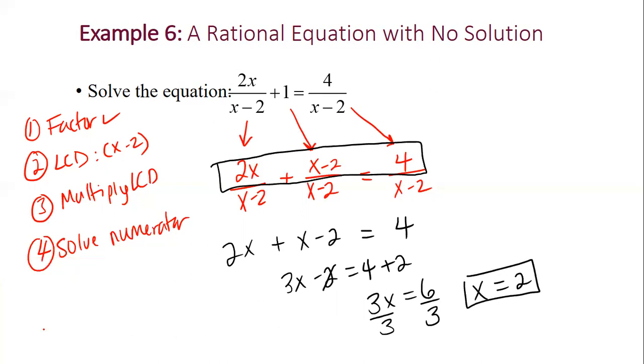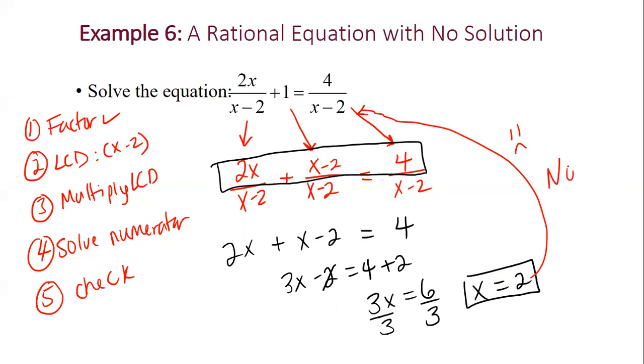Step 5 is to check the value in our denominator. So check. In step 5, we check. If I was to take 2 and plug it into my denominator, what happens? I get 0. Oh no, womp, womp, womp. So what this means is that this is an extraneous solution. So therefore we have no real solution.